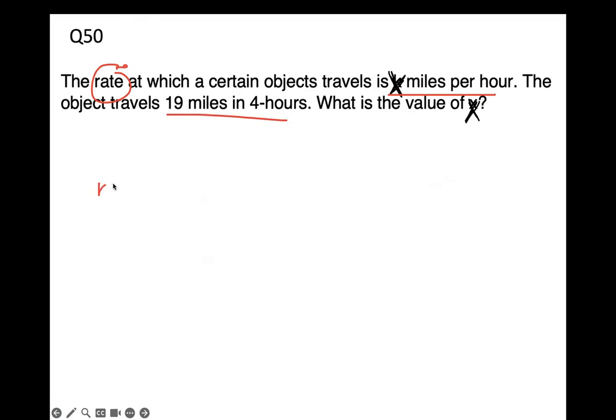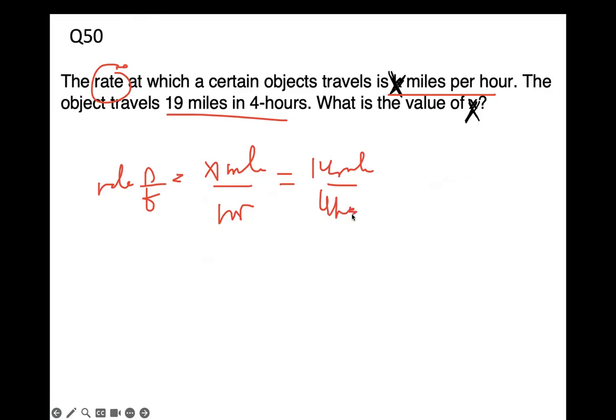And we know rate is distance over time. They say X miles, that's my distance, over 1 hour. And the person went 19 miles over 4 hours. That's all. So what am I going to do? I've got to calculate X. All I need to do is divide 19 over 4 hours. That will give me X miles per hour. That's all. There's nothing to that question.